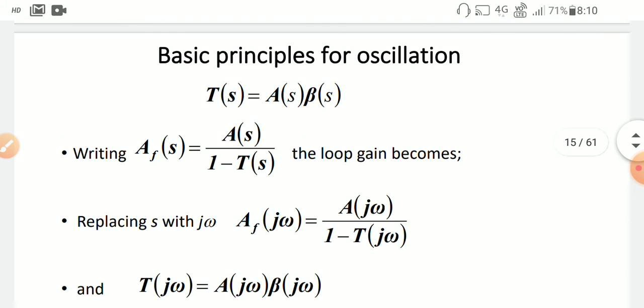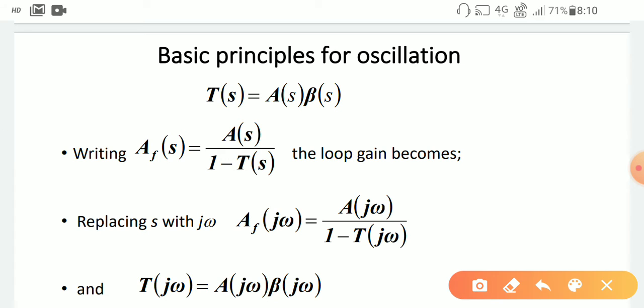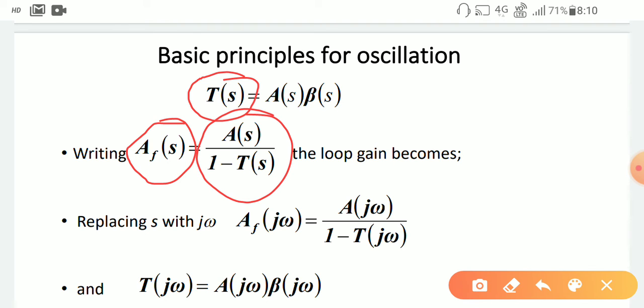Here T is defined as the multiplication of the forward path gain A and beta, the feedback gain. This is also named the open loop gain, and it is represented as T(S) in this case. So we can rewrite A_f, the total feedback gain, in the frequency domain as A(S) divided by 1 minus T(S).